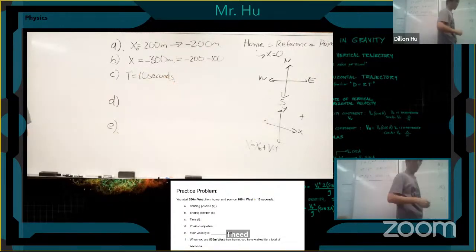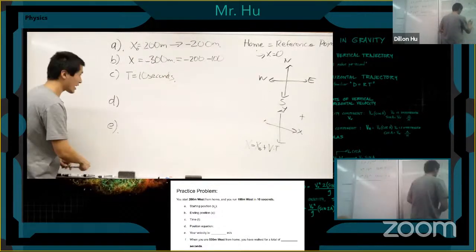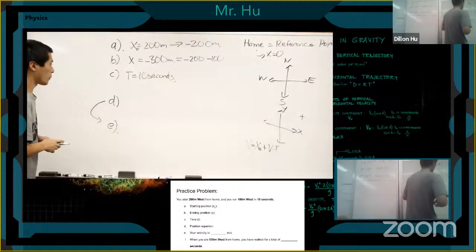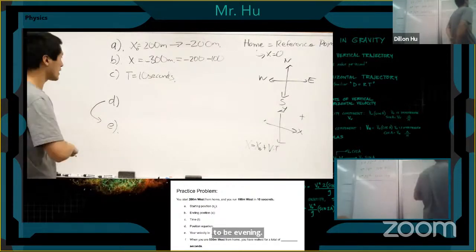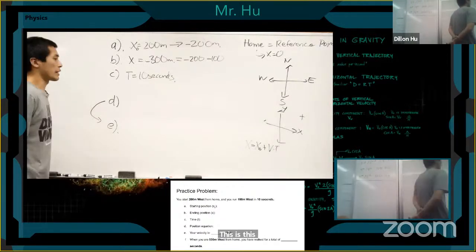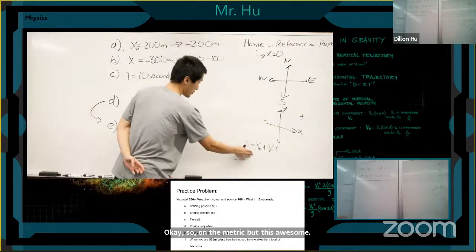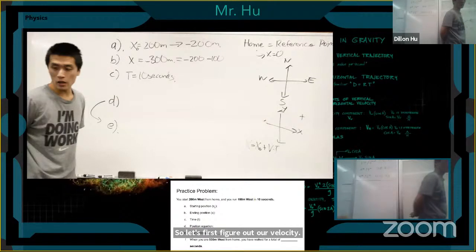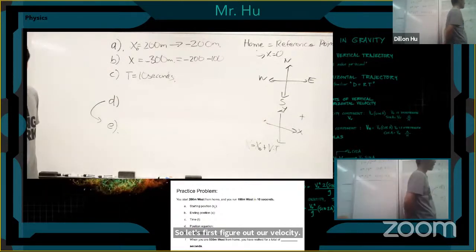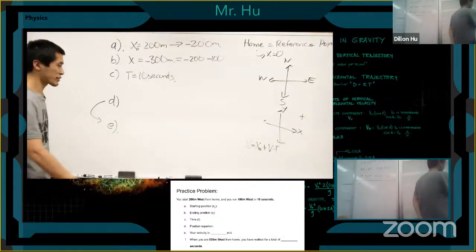Okay, so I think I messed up the order here. I think I meant to put this after the velocity. So let's first figure out our velocity. There are a few different ways of doing this. You can either plug everything into this equation to get your velocity, or you can just look at how much your position changed.